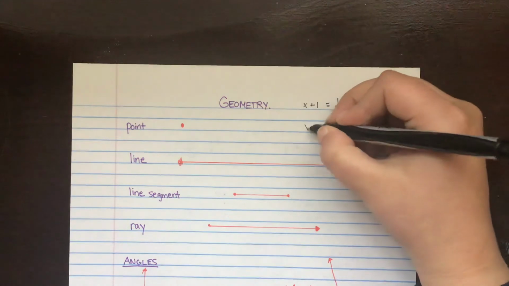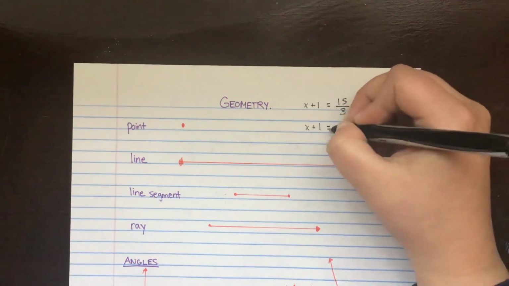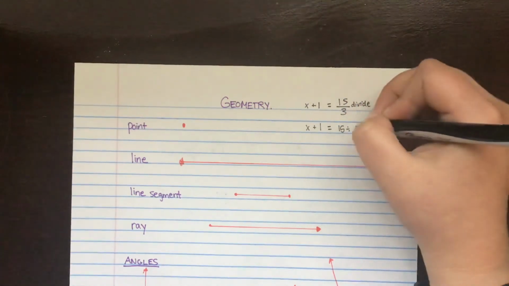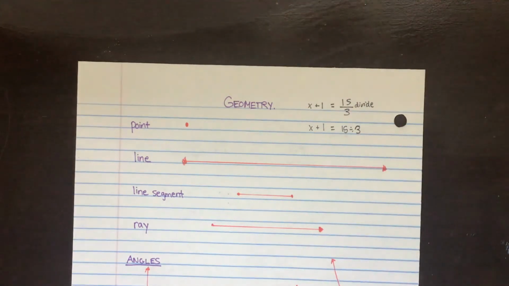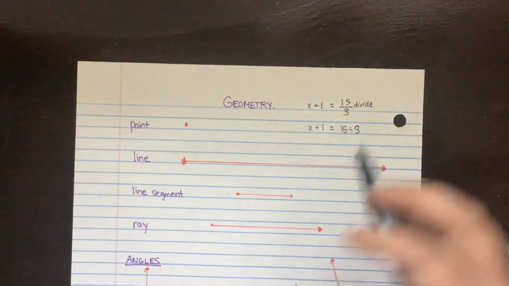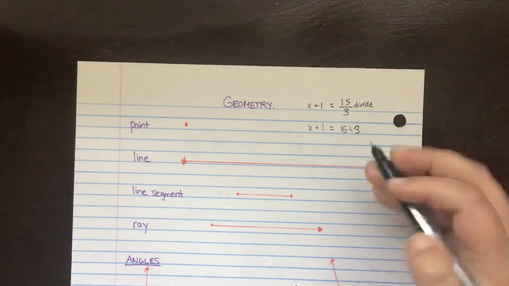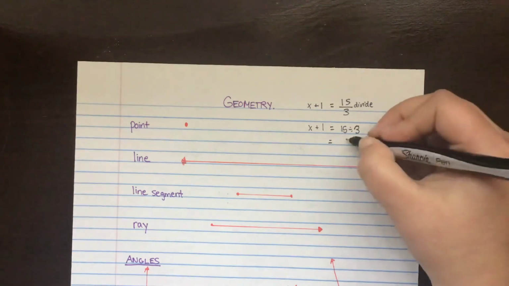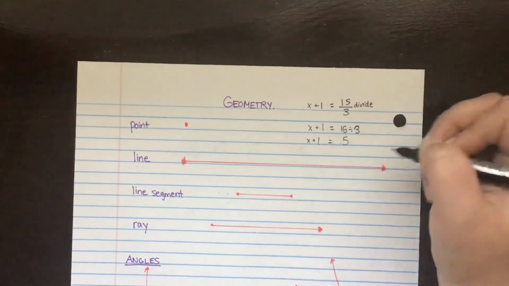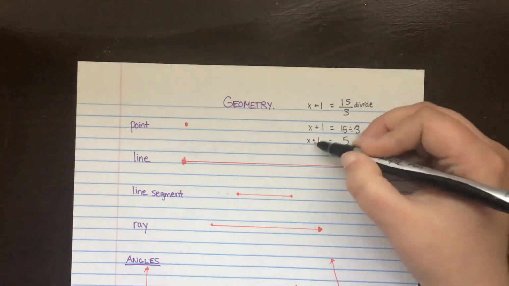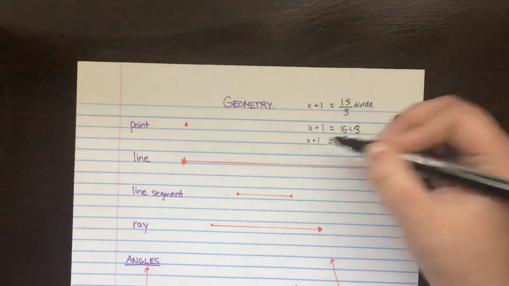I can even rewrite that. I can say x plus 1 equals 15 divided by 3. And now that it looks like that, I'm just going to follow my regular steps. I might run over my line, but that's okay because I don't have a lot of room. So the first step I'm going to do is I'm going to solve that. 15 divided by 3 gives me 5. So I have x plus 1 equals 5.